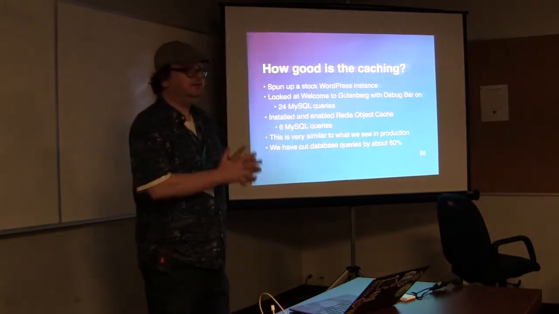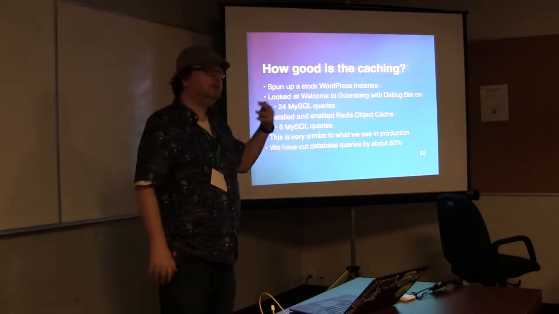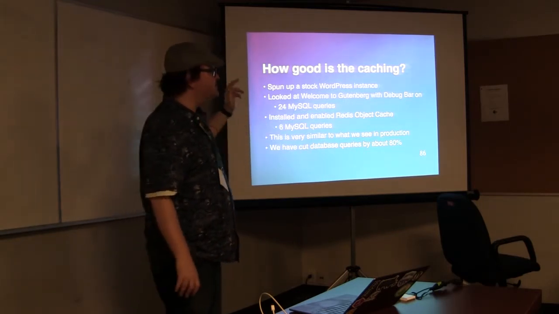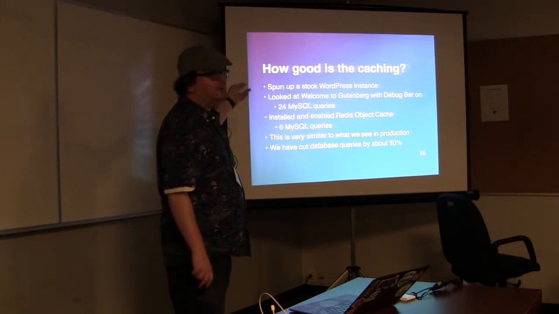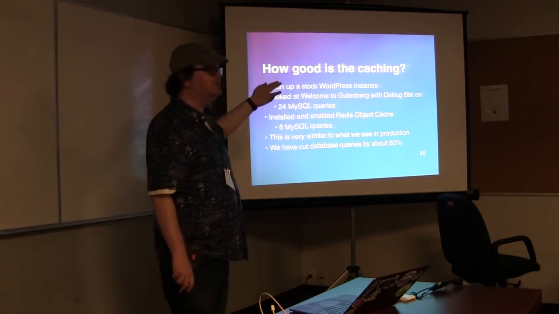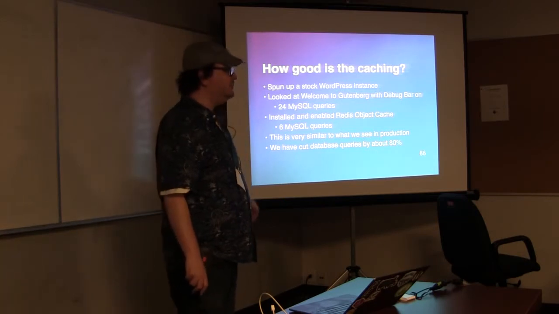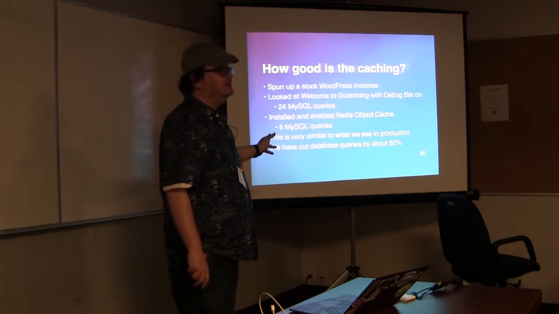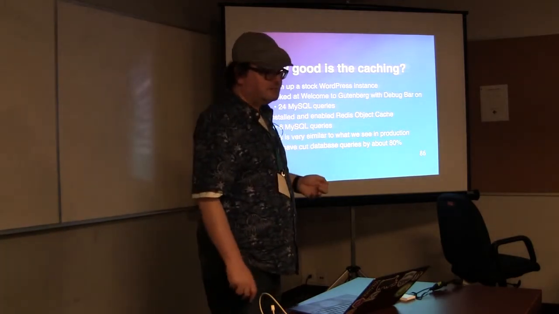So how good is it? I took a raw WordPress image from Docker Hub, spun it up, did nothing but run WP install, and looked at the page welcoming you to the Gutenberg editor with the debug bar on. Rendering that page took 24 MySQL queries. I installed and enabled Redis Object Cache, reloaded the same page, and it took 6 queries. We have seen our MySQL load drop by about 80% since we started using Redis and Redis Object Cache.